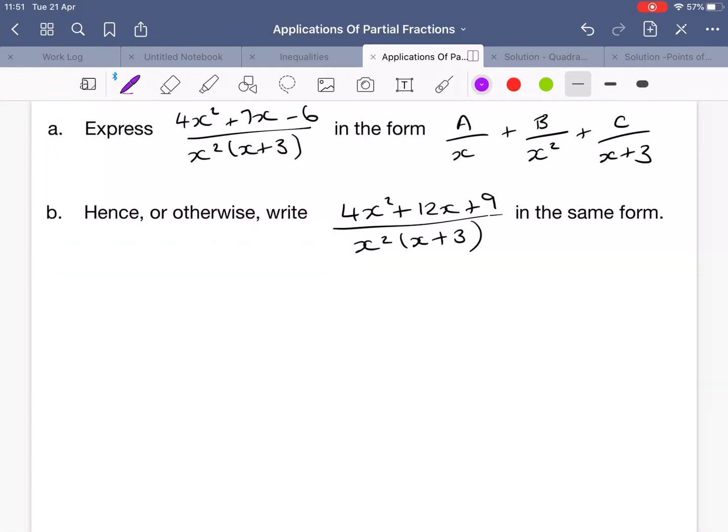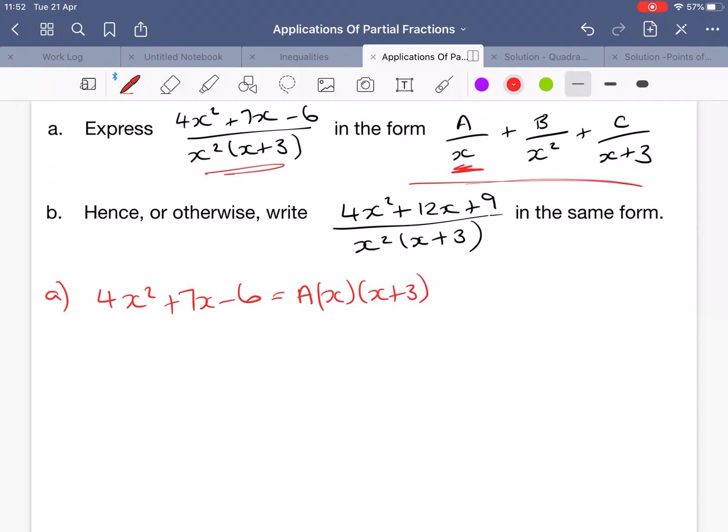Okay, so what they tend to look like is a little bit more like this, so a little bit of a harder one, but we'll do it in exactly the same way. So our part A, just what we've been doing previously. So let's have a go. So we've got 4x squared plus 7x minus 6, and I'm just going to go from here. I'm not going to write that line out again. So that is going to be A. What do I need to multiply this denominator by to make it equal to this? Well, I need an x and an x plus 3.